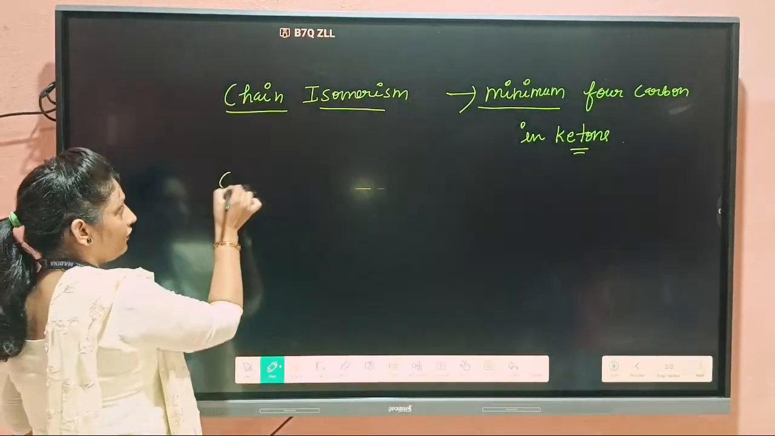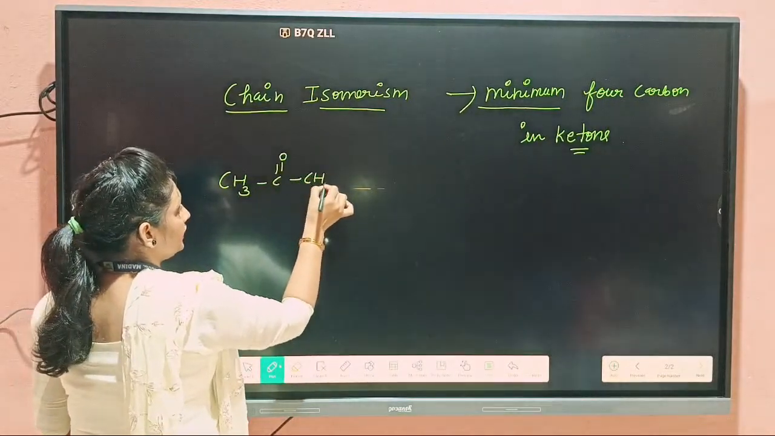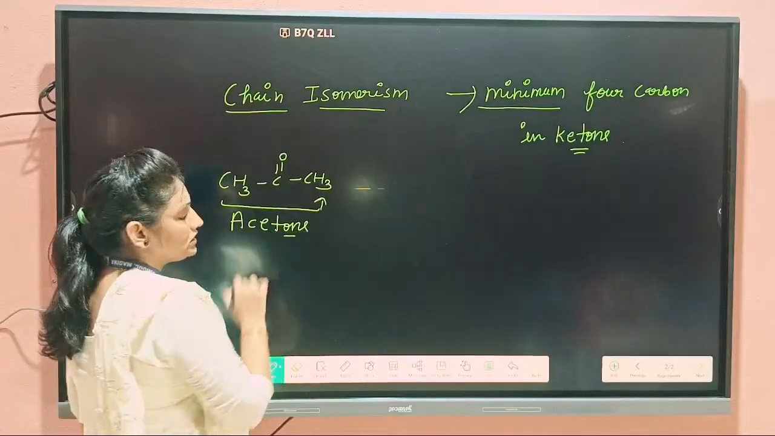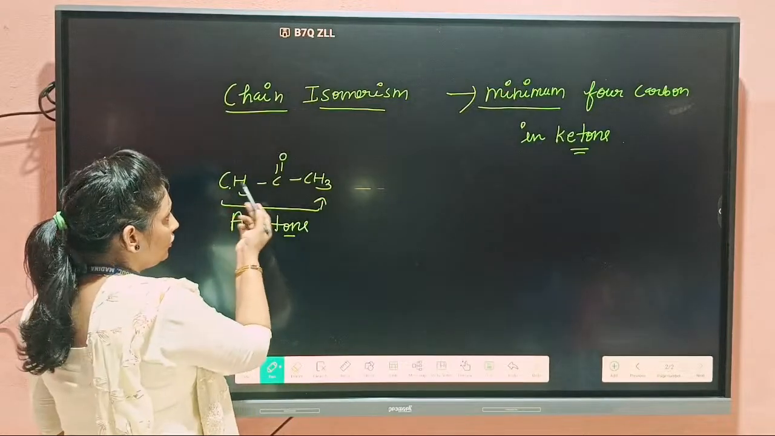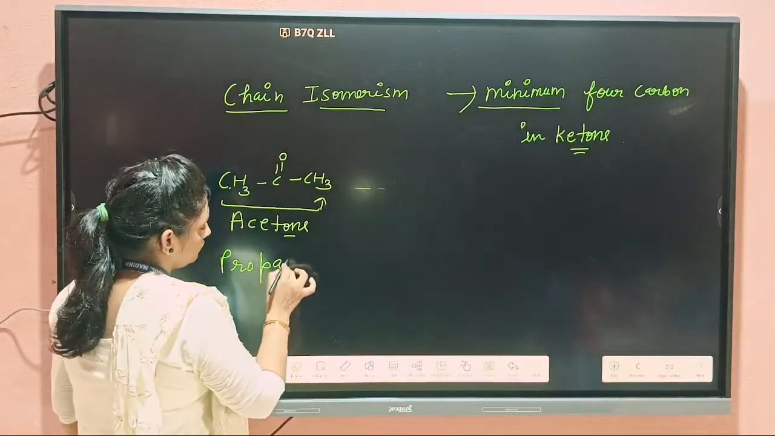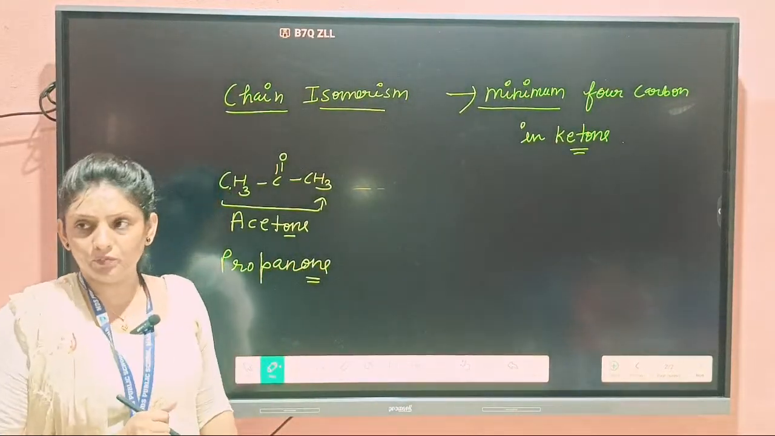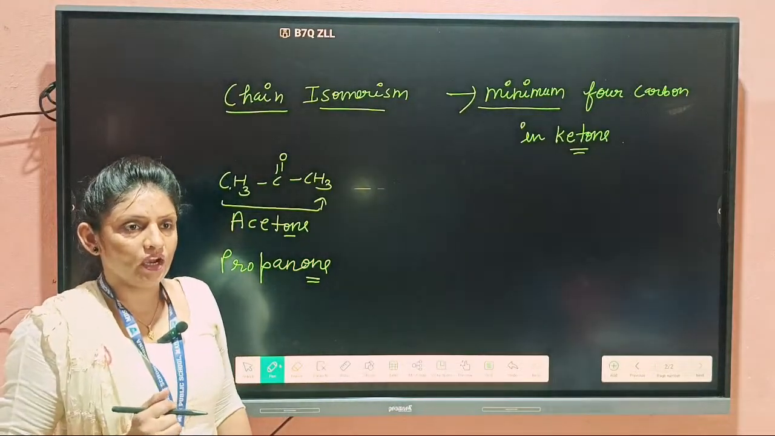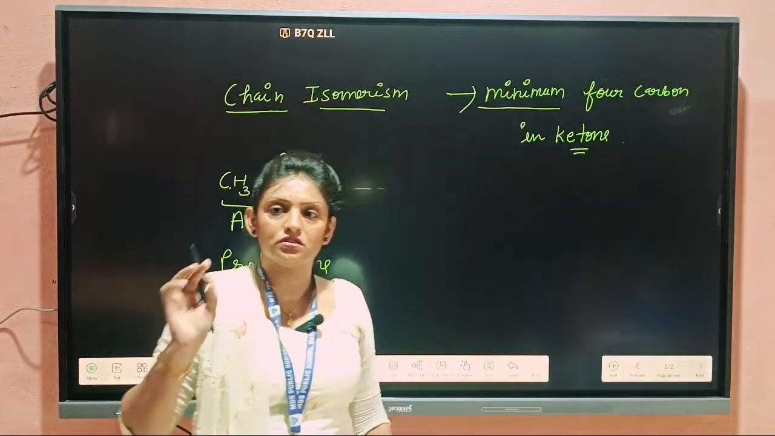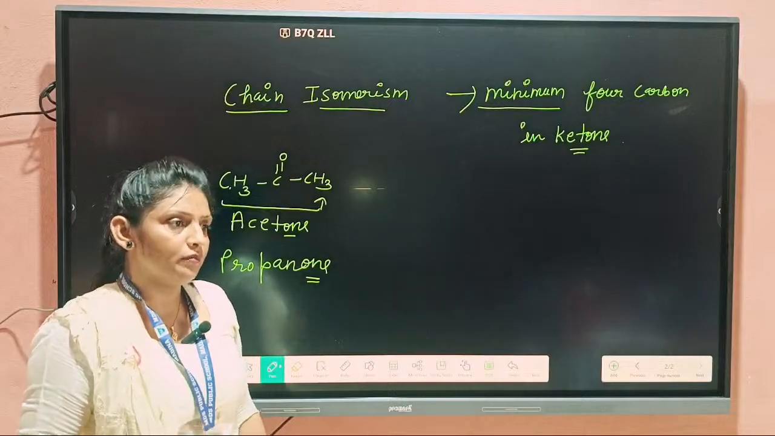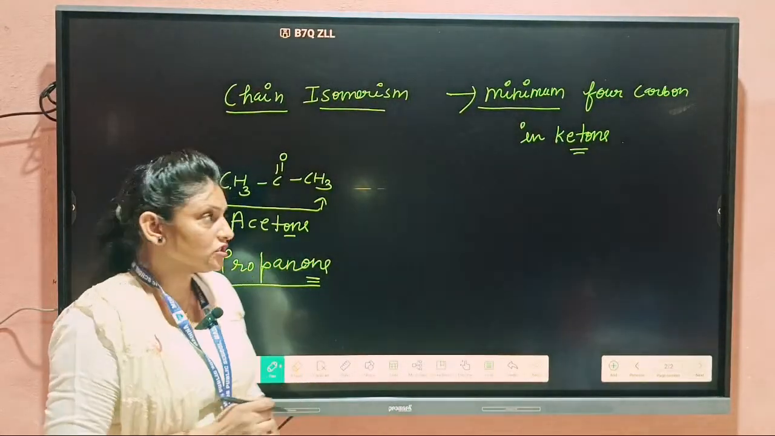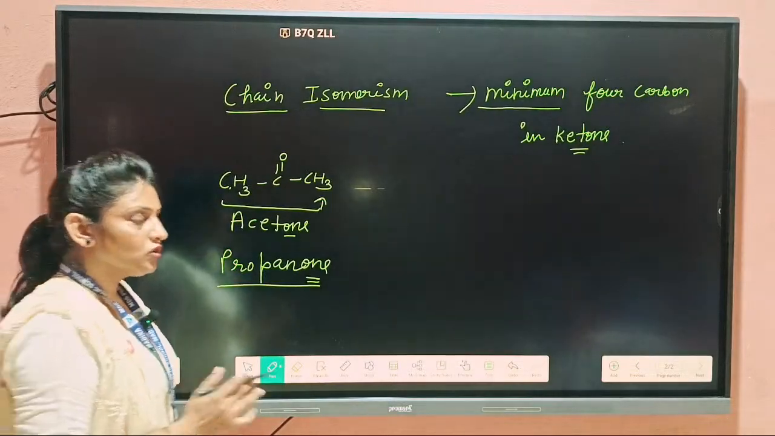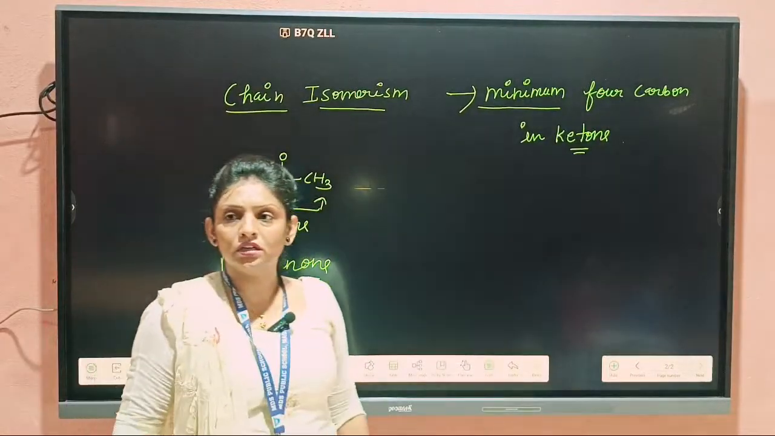For example, if I have CH3COCH3, this is acetone. Acetone is the common name. What is the IUPAC name for this? The IUPAC name is propanone. We need not write the position because the lowest position for ketone is 2. It may be at 3 position, 4 position, but its lowest position is 2. We can write propan-2-one, it is not wrong, but directly we can write propanone also. So students, can you arrange this in branching? You cannot. So if there are 3 carbons, then it does not show chain isomerism.